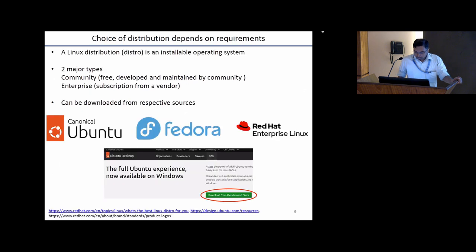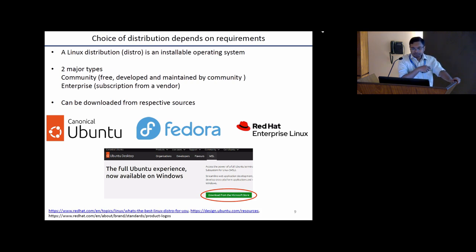Operating systems in Linux are called distributions, or distros for short, and there are two major types. Ones which are developed by the community. That means a community of developers and software engineers who actually make the operating system and give it for free, so you can download it on your respective computers and use it. Examples are Ubuntu and Fedora.